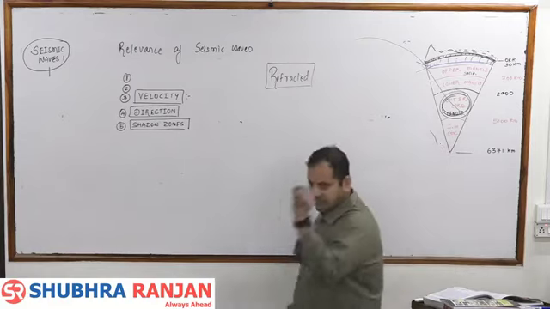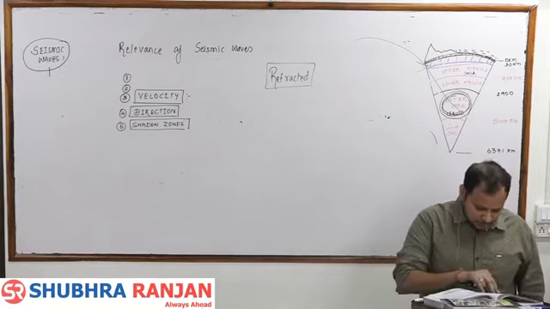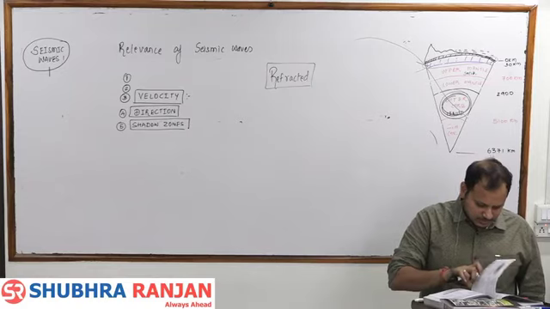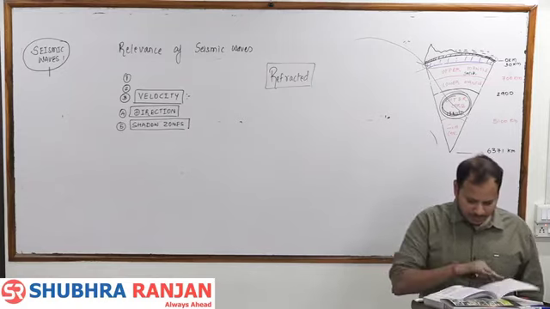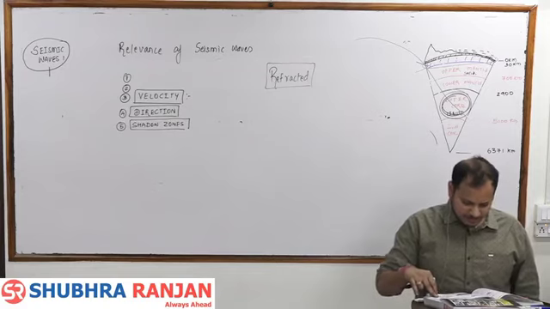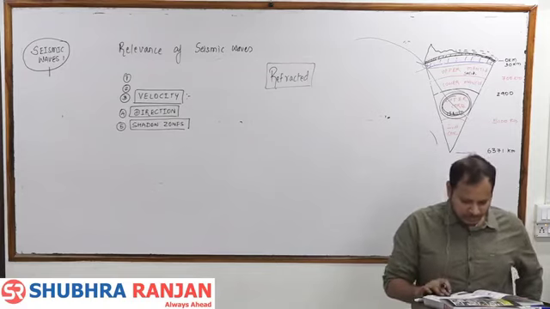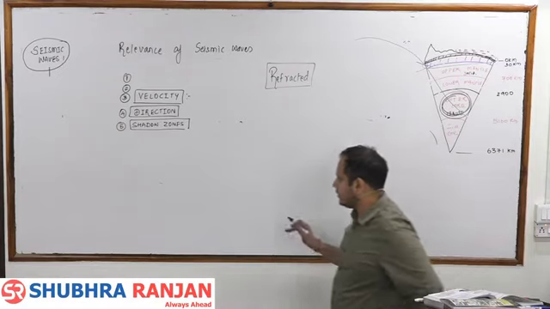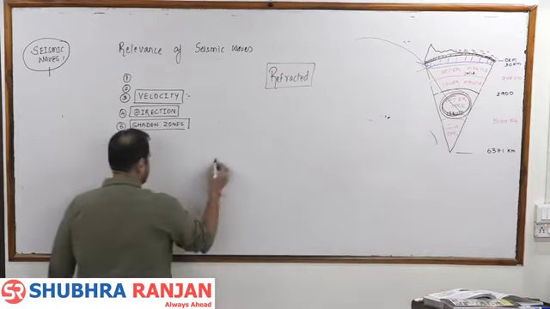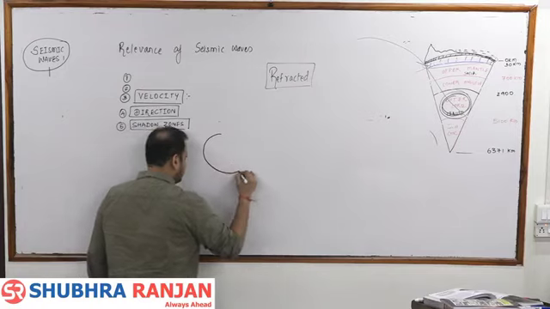Fine. So shadow zones. First the definition. These are the zones where the seismic waves are not recorded. Leave some space for a diagram. I will dictate till the point.